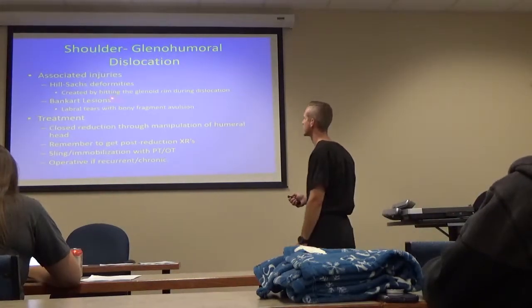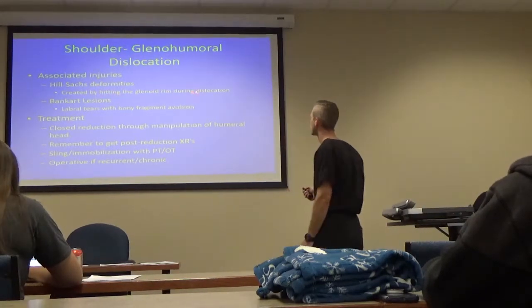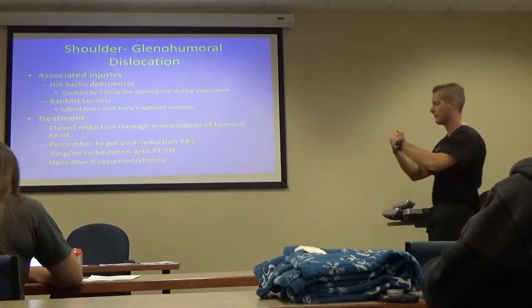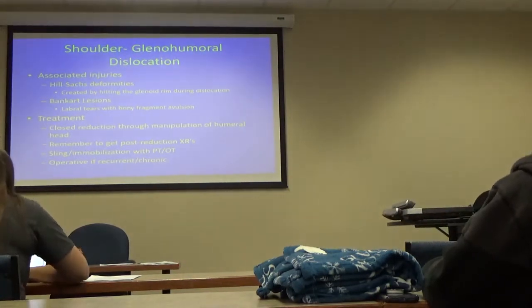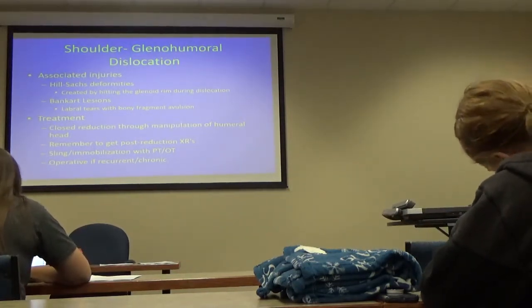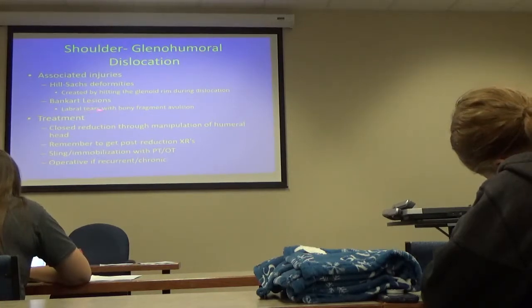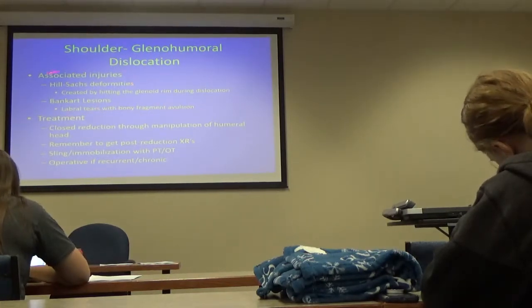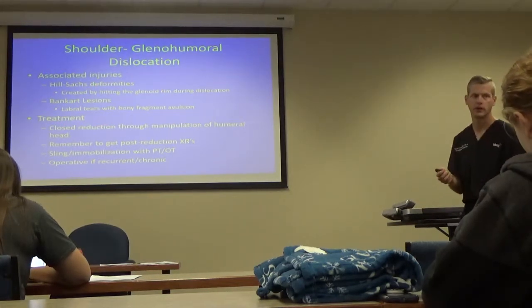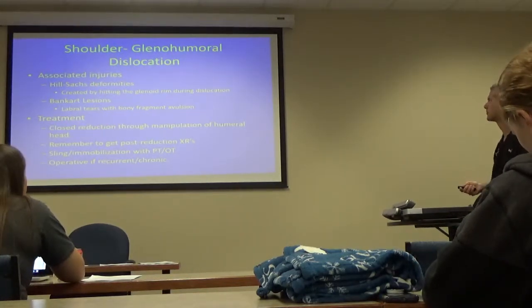Associated injuries, Hill-Sachs deformities, that comes from hitting the glenoid rim during dislocation, kind of dips that humeral head in. Bankart lesions, labral tears, with bony fragment avulsions, these are more specific to orthopedics, and you'll see those more whenever you're doing surgery, things like that.